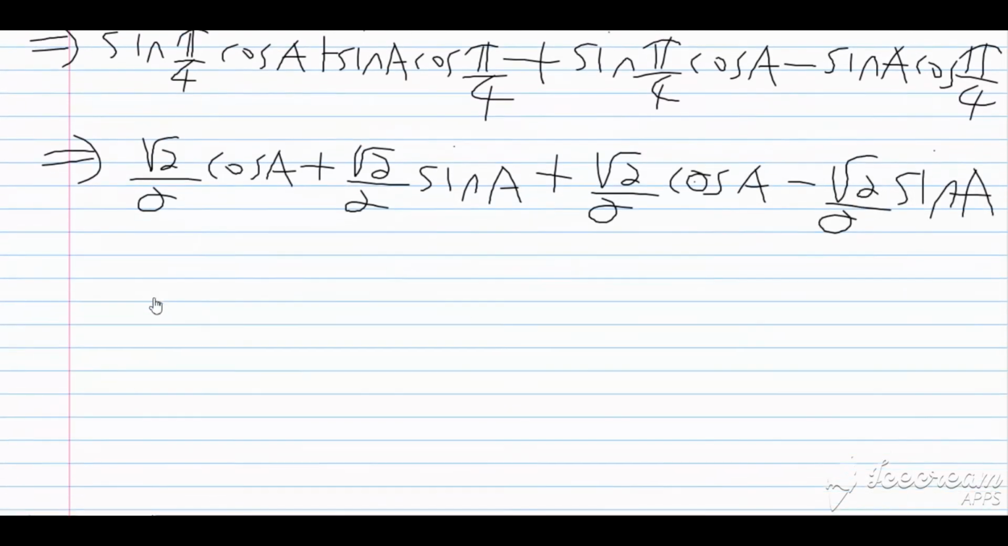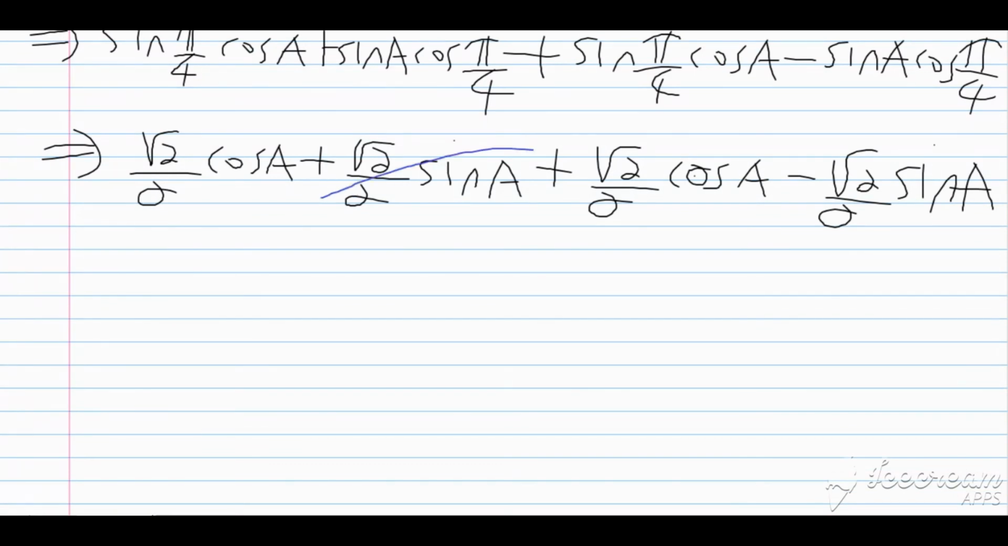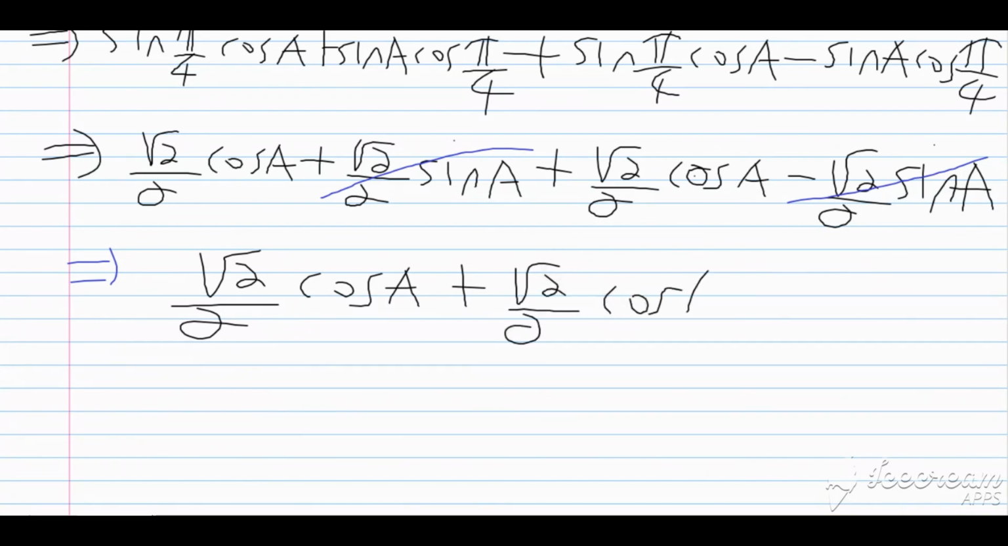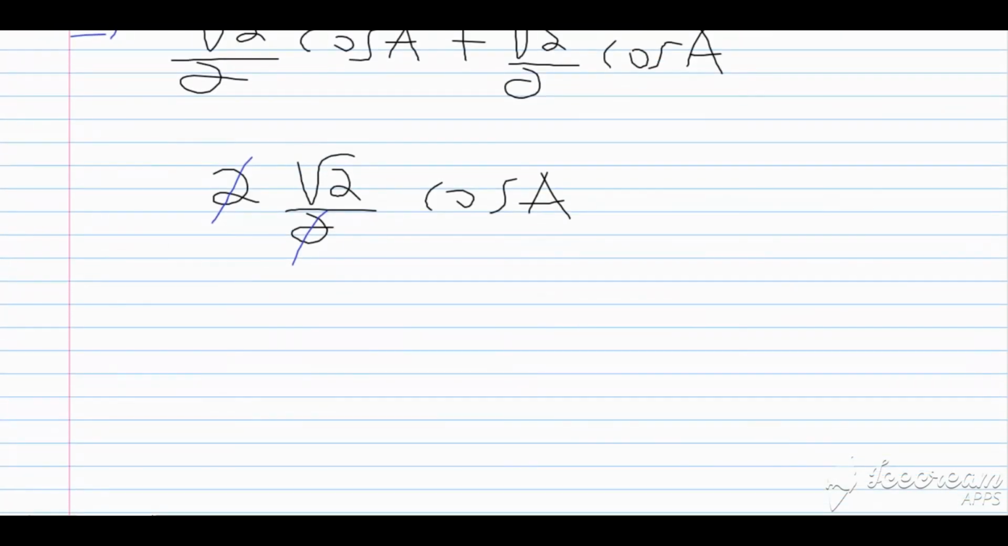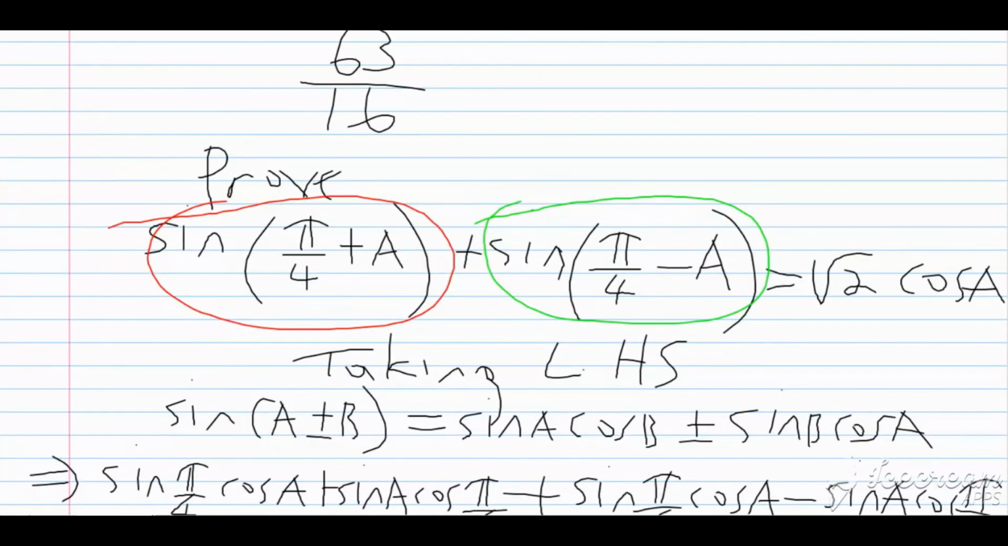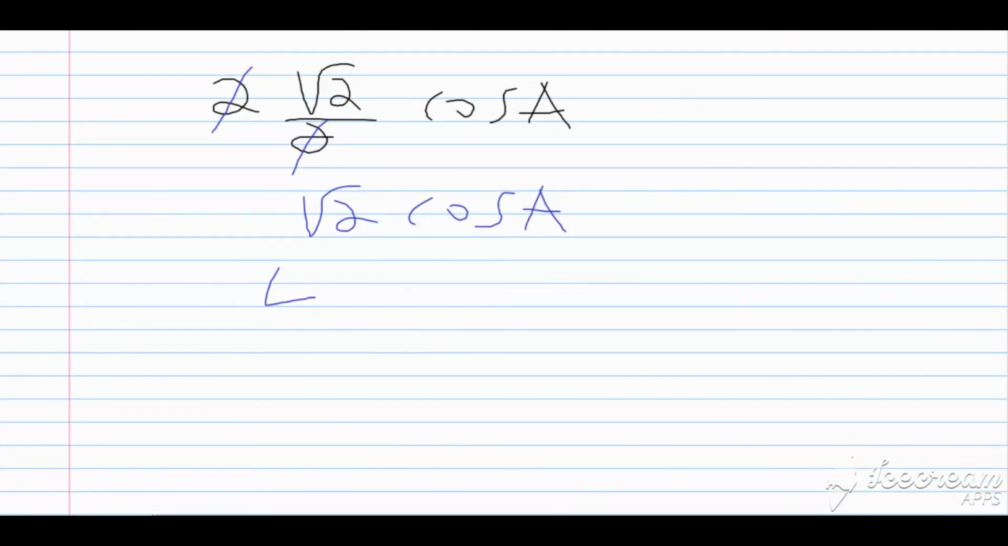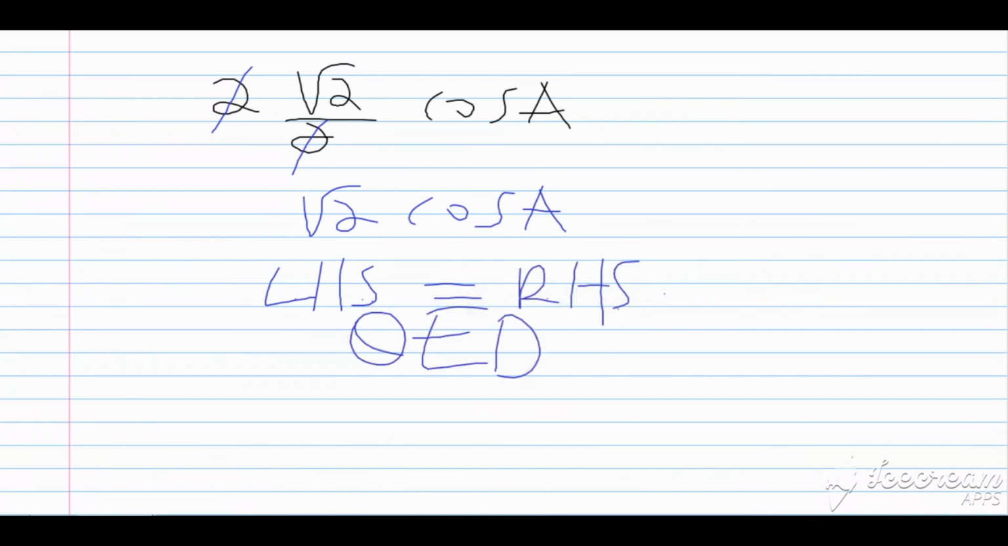Now look for the like terms. This term here would cancel this term here. So what I have is root 2 over 2 cos a plus root 2 over 2 cos a. All right, so they are the same thing. We have two of them, so what we have is 2 root 2 over 2 cos a. Now this 2 with that 2, so this becomes root 2 cos a, which is exactly what we had on the right-hand side. If we go back up there, that is what we wanted it to be. So we can now say the left-hand side is equal to the right-hand side, QED, that which has been proven.